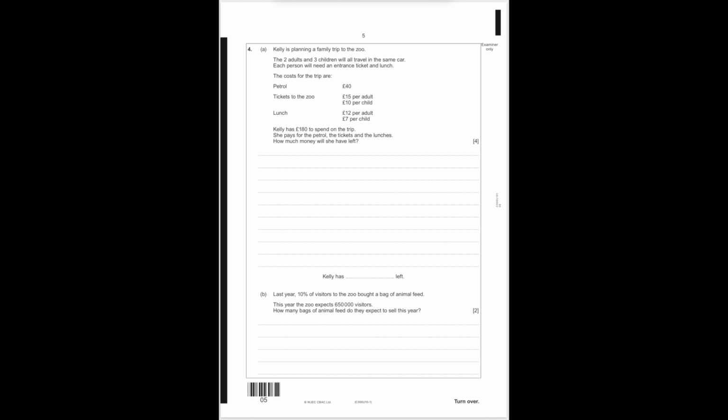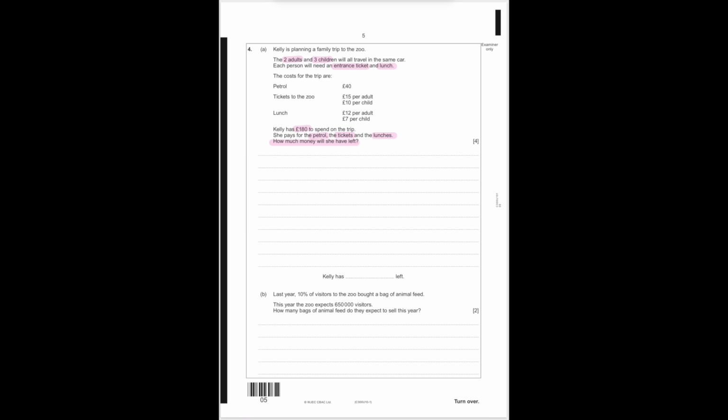Question 4A. Kelly is planning a family trip to the zoo. The 2 adults and 3 children will all travel in the same car. Each person will need an entrance ticket and lunch. The costs for the trip are, so petrol will cost £40. Tickets for adults and children, the prices are there. And lunch for adults and children, the prices are there. Kelly has £180 to spend on the trip. She pays for the petrol, tickets and lunches. How much money would she have left?